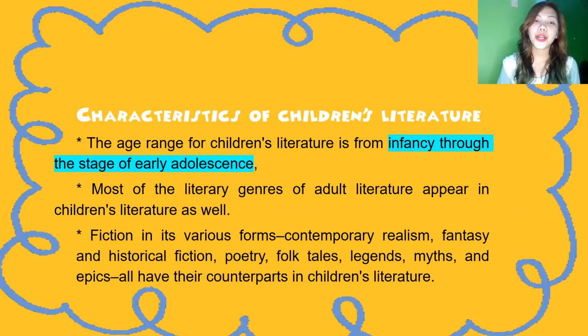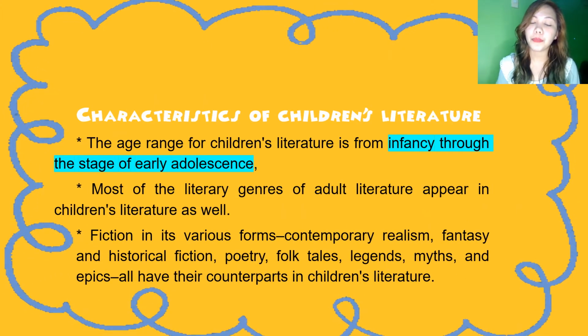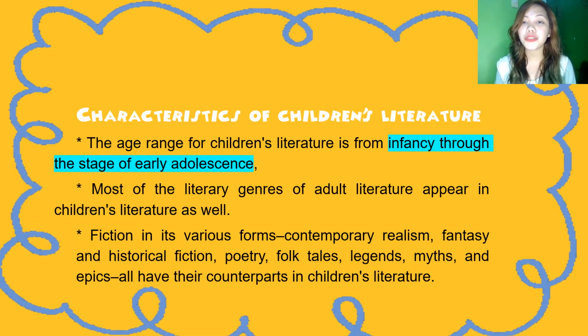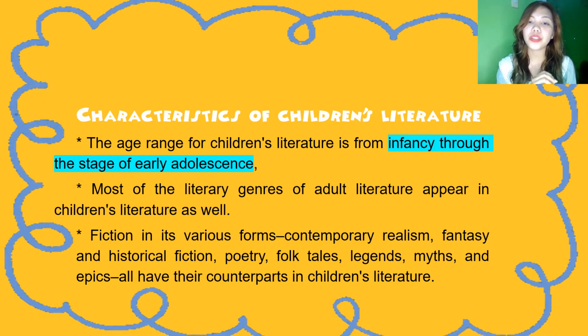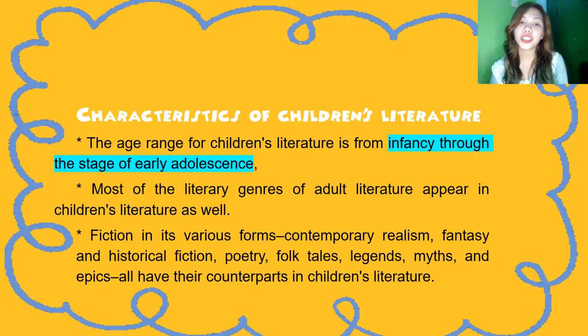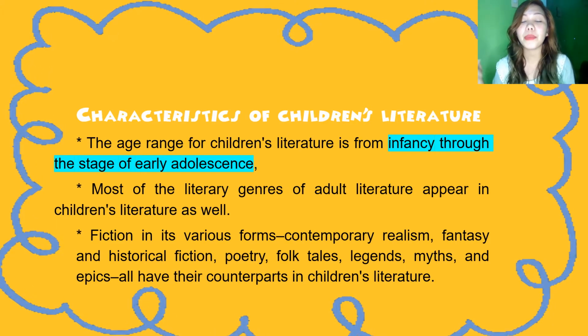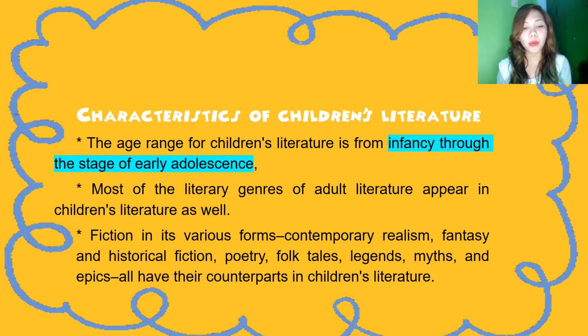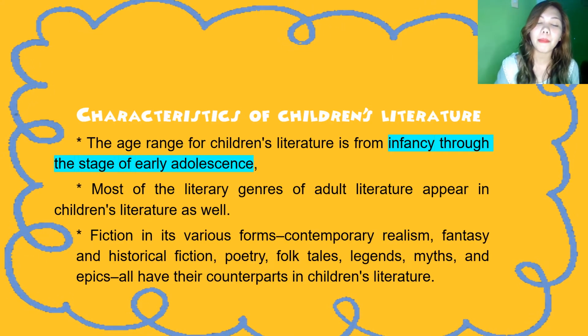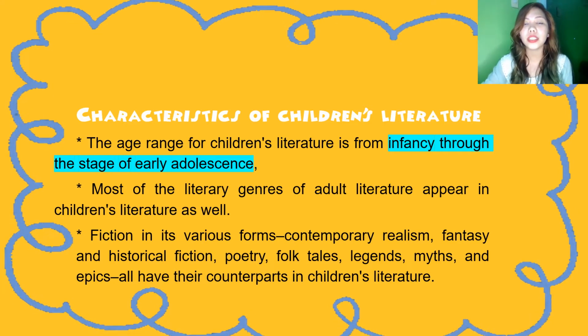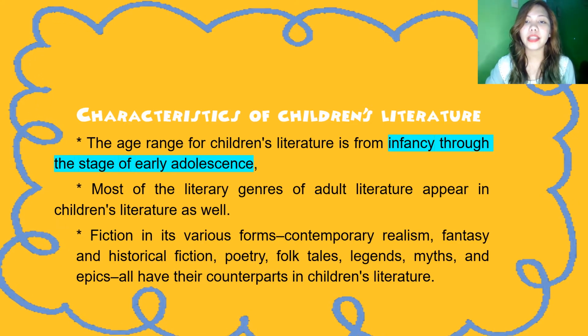So we have here the characteristics of children's literature. So normally the age range for children's literature is from infancy through the stage of early adolescence. Most of the literary genres of adult literature appear in children's literature as well. So balikan natin itong first one. So as you can see, from infancy. So lahat ng mga books na binabasa ni Mommy kay Baby, mapa ABC, counting 1, 2, 3, animals pa yan, it's included in the children's literature.